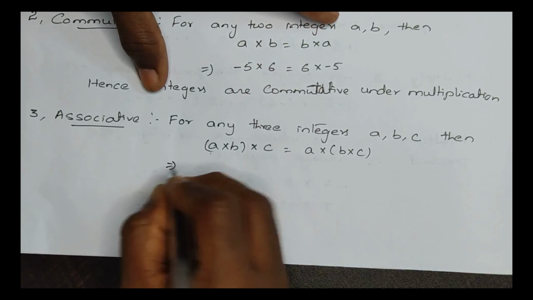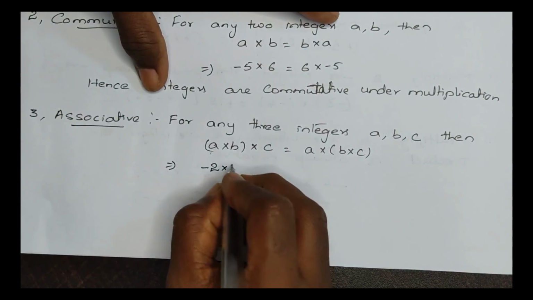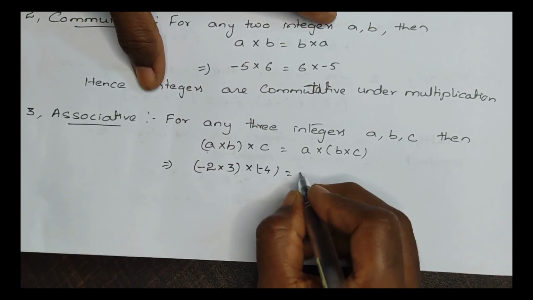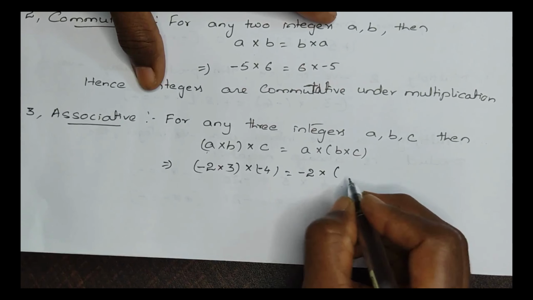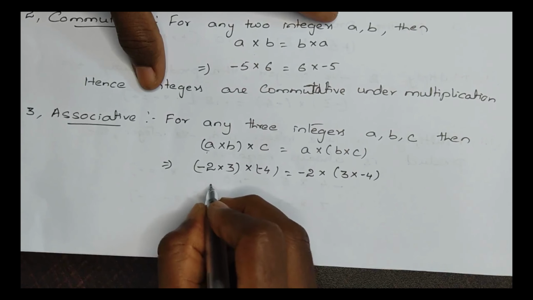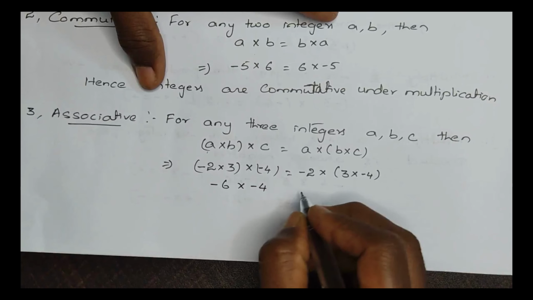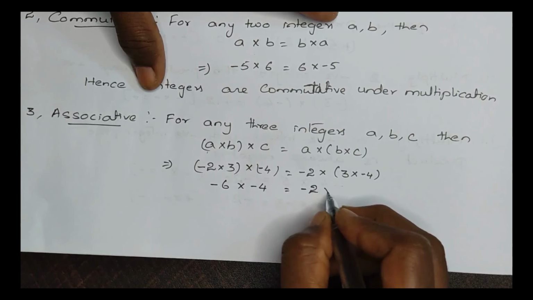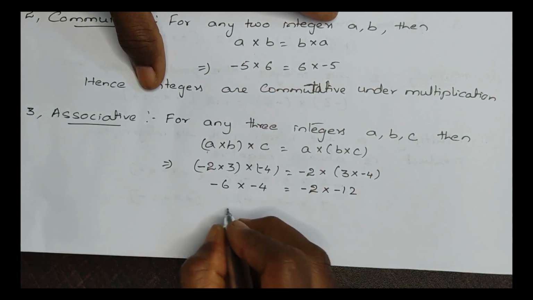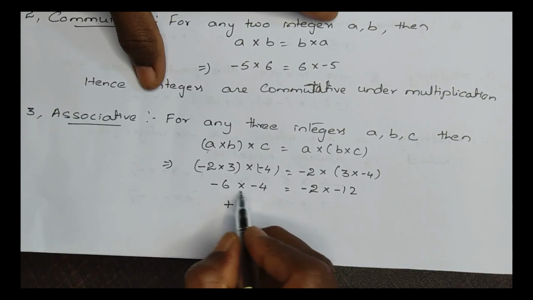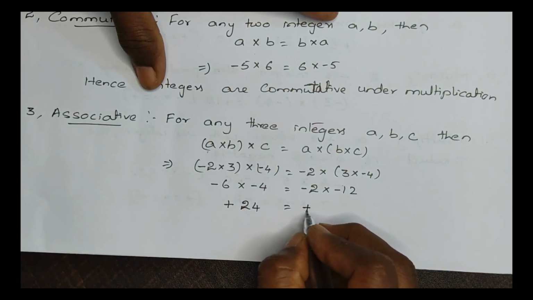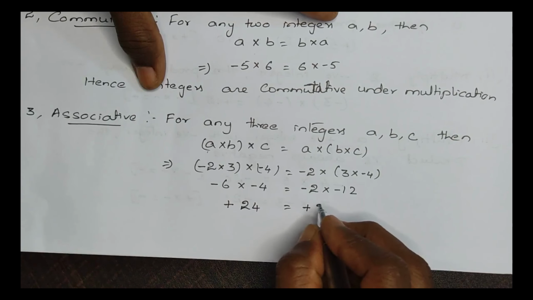So let me give you one example. (−2 × 3) × (−4) equals −2 × (3 × −4). So this side is −6 × −4, and this side it becomes −2 × −12. Now, when both are negative, the result will always be positive, and 6 fours are 24. So plus 24 here. Minus into minus gives you positive, and 2 twelves are 24.